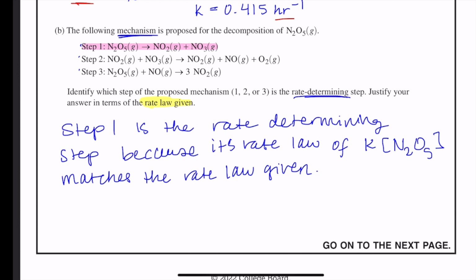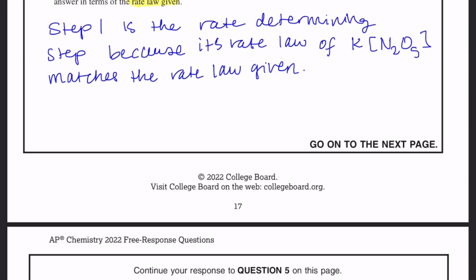Okay, that was an easy one. You don't want to overthink it. You just want to see which one has a matching rate law. I see step 1 has a matching rate law. I don't even need to look at the other two steps and worry about anything else, and I can save time.